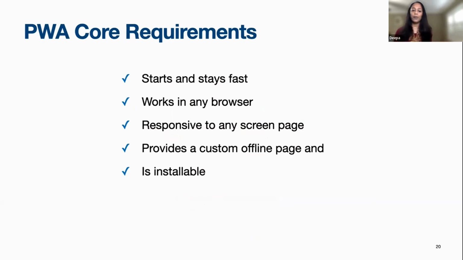So what are the core requirements? When you say your app is a progressive web app, what should it do basically, right? It should be fast. It should start fast, and it should also stay fast. It should support offline, and it should be installable on your mobile device, and it should be responsive, right? And it should be working on any browser.